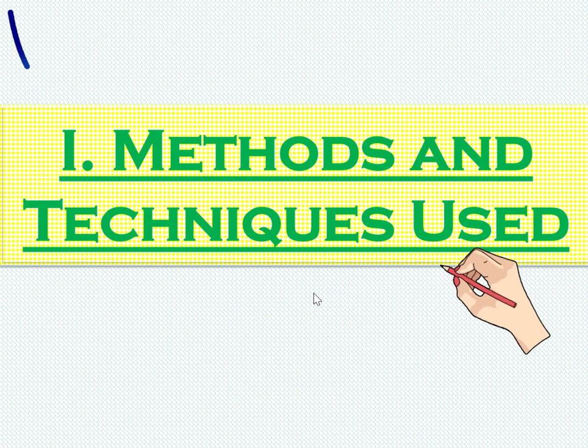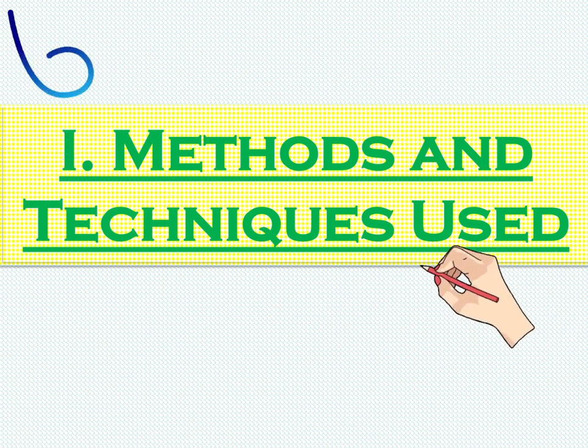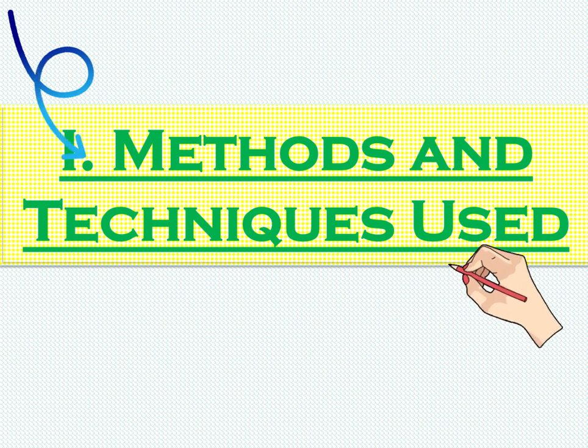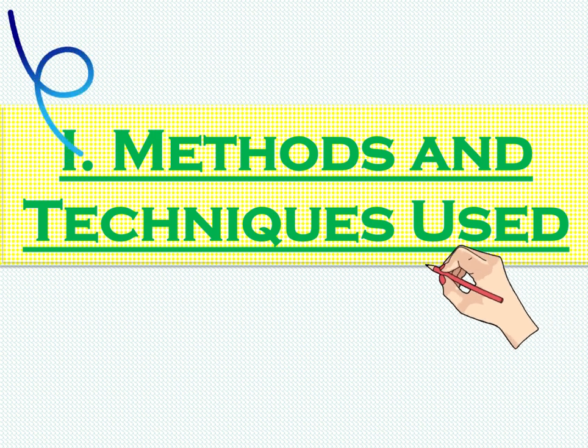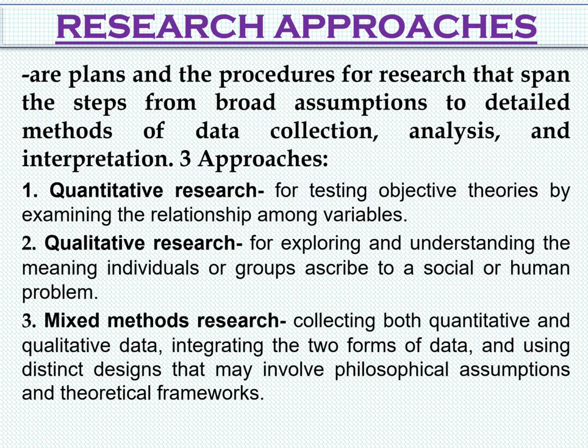So, in your university format, LCUP, the first section of Chapter 2 is labeled as methods and techniques used. But in other cases, we use the term research design more specifically. So in this section, we discuss three major points. You have research approach, research design, and research methods. So research approaches muna tayo.